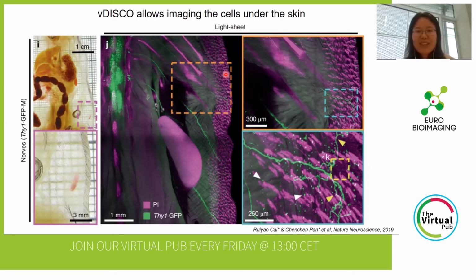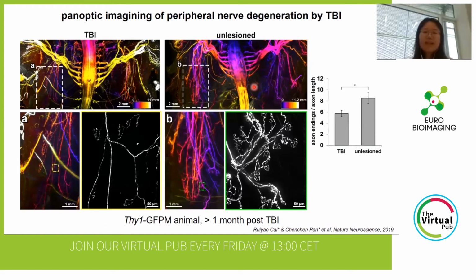Here shows the skin. Another example is that we also want to use this method to study different kinds of disease models. Here I show the example of TBI, traumatic brain injury. For this disease, we study peripheral nerve degeneration. For the disease model, we give a hit on, for example, the left part of the mouse, and we want to check the peripheral nerve degeneration across the whole body.